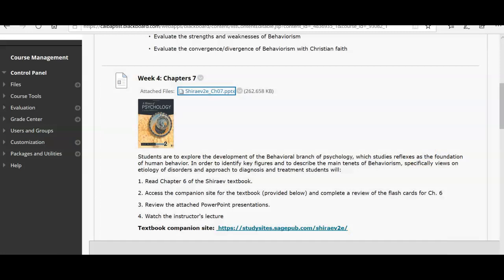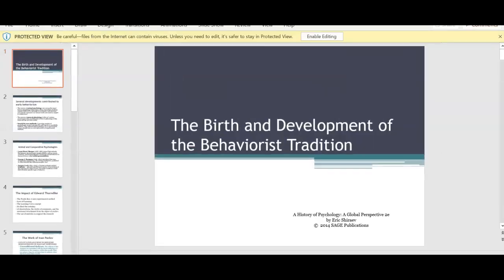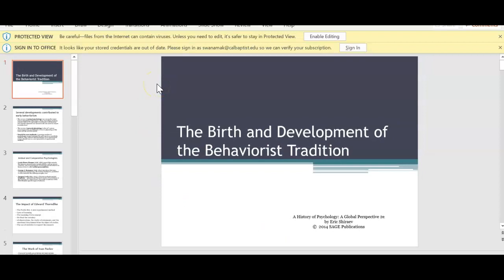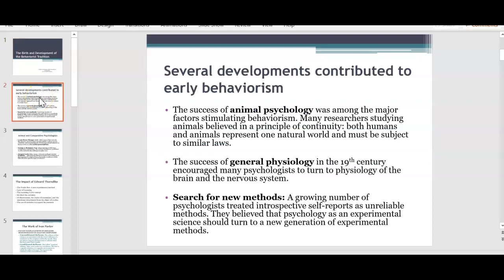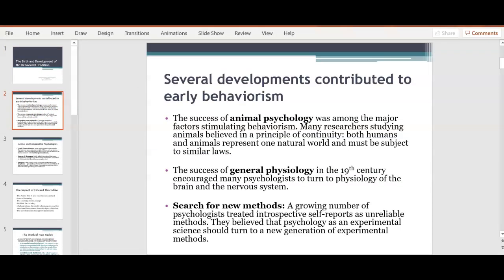So let's move on to chapter 7. Chapter 7 will be in regards to the birth and development of behaviorism. As always, I don't want to spend too much time on this material, but I do want to skim through a few of the components discussed. The main thing is that there were several developments that contributed to early behaviorism: animal psychology, general psychology, and a search for new methods.